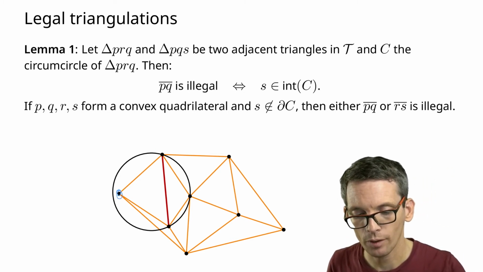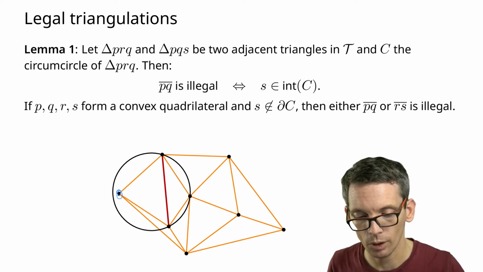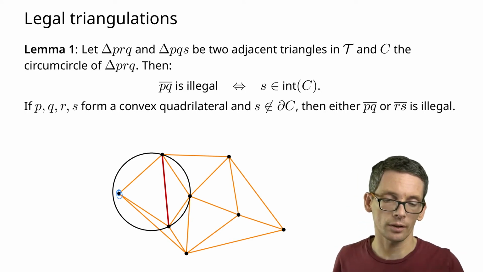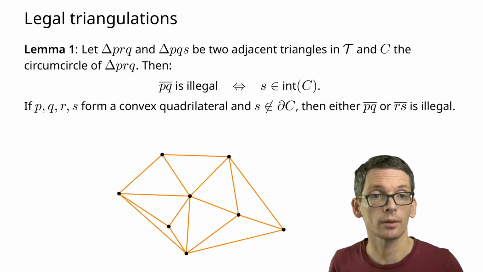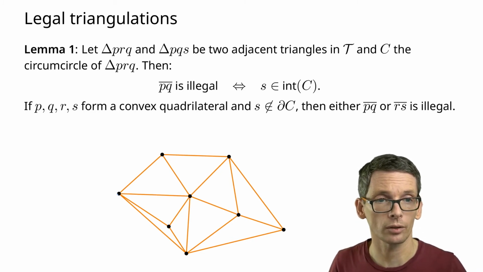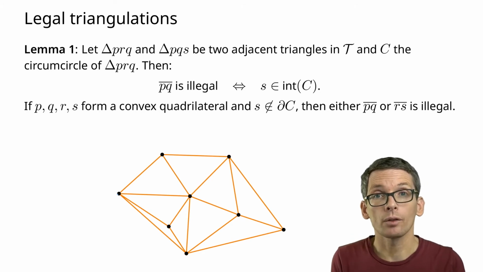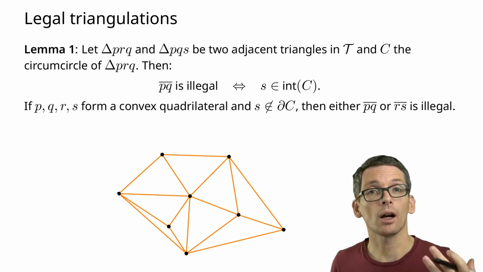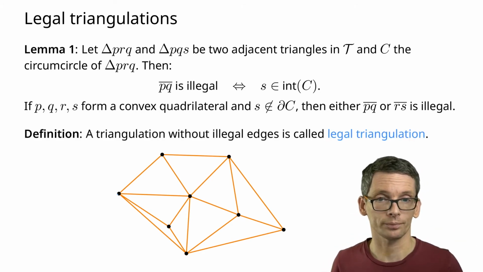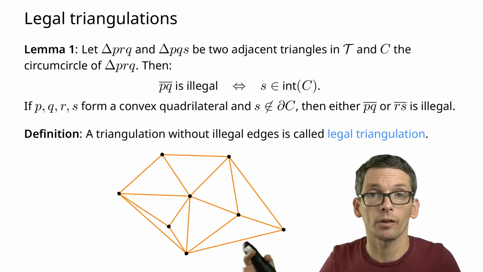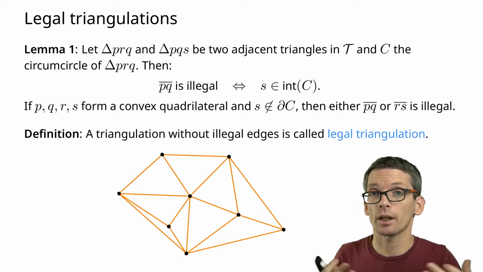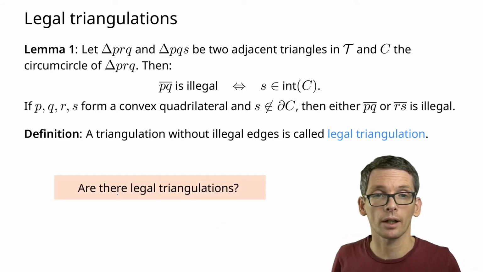The triangle on the other side, the remaining vertex, is in that circle, so I know it's illegal. If I want to get rid of illegal edges, I would now flip it and would have improved my triangulation. In this example here, we have no illegal edges left, and this we now call a legal triangulation. The first natural question would be: I've defined this concept of legal triangulations, but do they actually exist? Can I always construct a legal triangulation? The answer to this is yes.